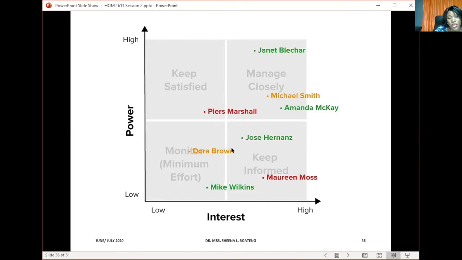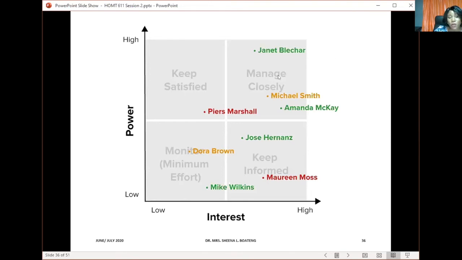Now, in the next quadrant, where there is a high level of interest and low level of power or influence, we see Jose Hernandez and Maureen Moss have been put in this box, meaning that these two people have to be kept informed because they do not have that much power or influence, but they are very interested in what is going on. And then in the keeping satisfied quadrant, we have only Mr. P.S. Marshall. This means that he's giving us a lot of money, but he doesn't have that much interest in what we are doing with the event. So we will just do our best to keep him satisfied.